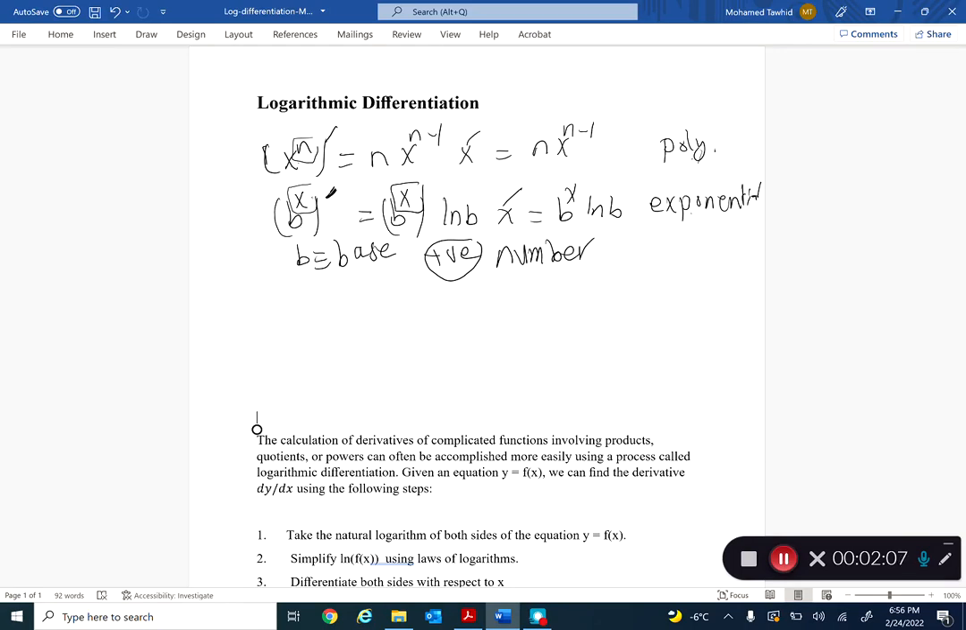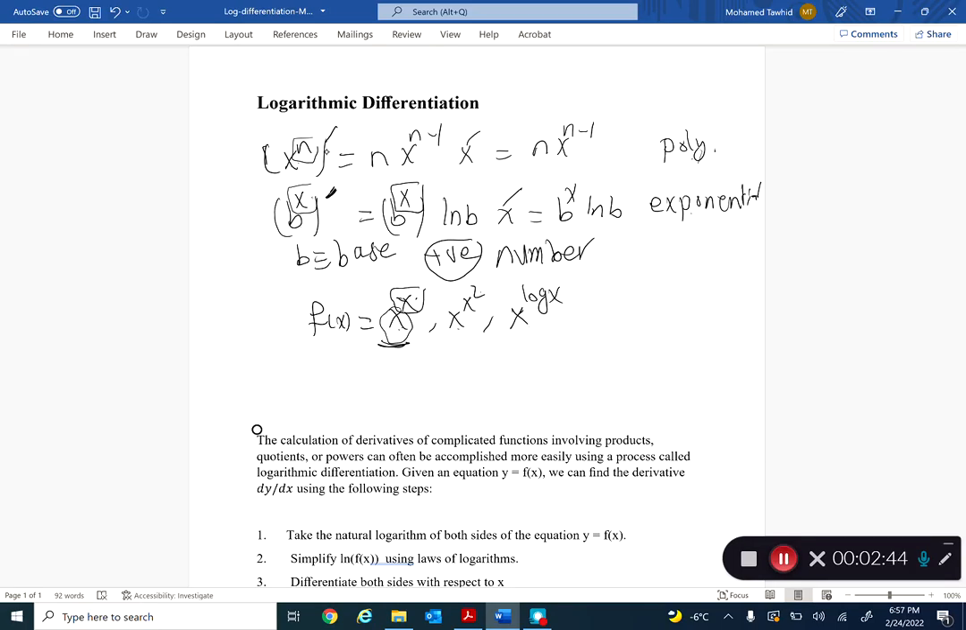Now what happens if you have, for example, f of x equals x to the power x, or x to the power x squared, or x to the power log x? So what do you have? You have x raised to the power x, x to the power x squared, and x to the power log x. How do we take the derivative? This one is not a polynomial, because your exponent is a variable, and your base x is raised to the power x.